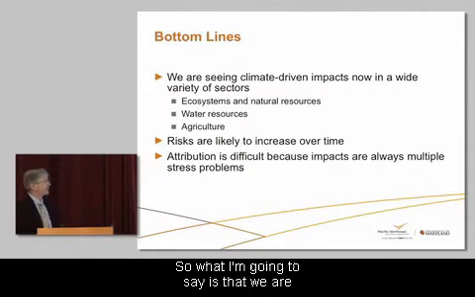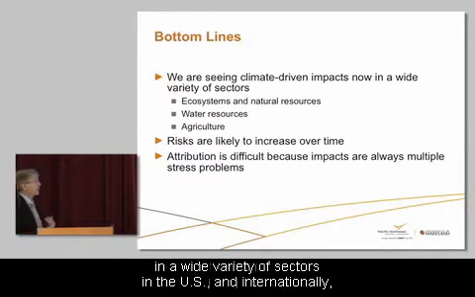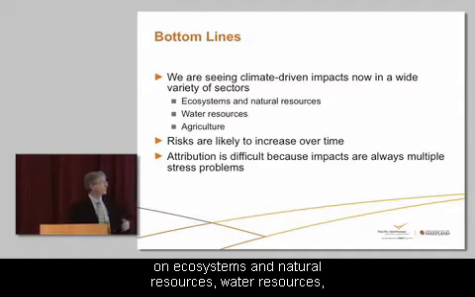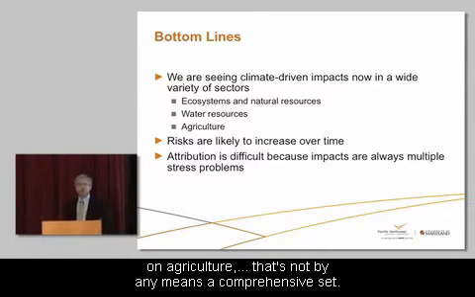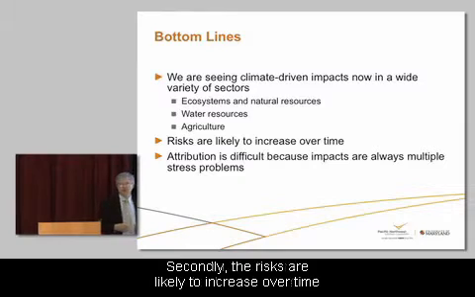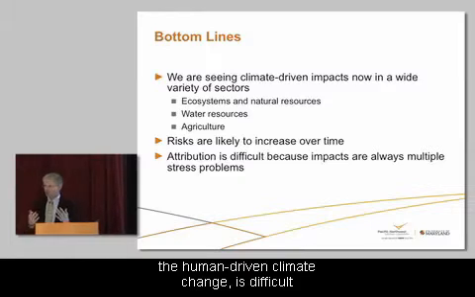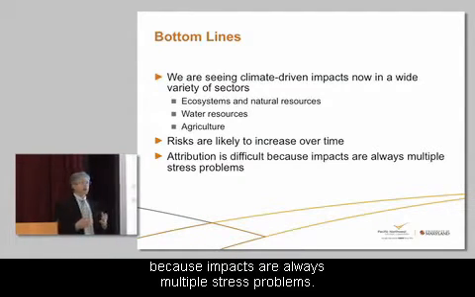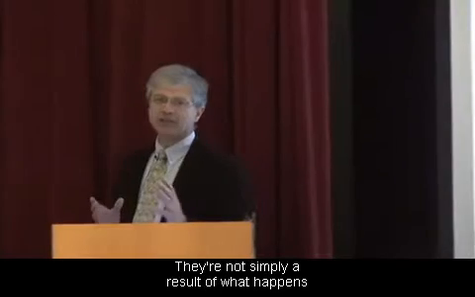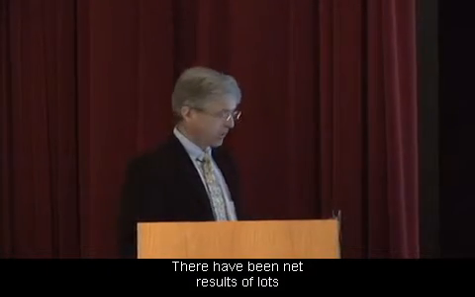So what I'm going to say is that we are in fact seeing a whole variety of climate-driven impacts in a wide variety of sectors in the U.S. and indeed internationally on ecosystems and natural resources, on water resources, on agriculture. That's not by any means a comprehensive set. I just put these up here for illustration. Secondly, that risks are likely to increase over time, and there's a variety of reasons for that. And third, that attribution to anthropogenic climate change, to human-driven climate change, is difficult because impacts are always multiple stress problems. They're not simply a result of what happens to the climate system. They're the net result of lots of different stresses and pressures.